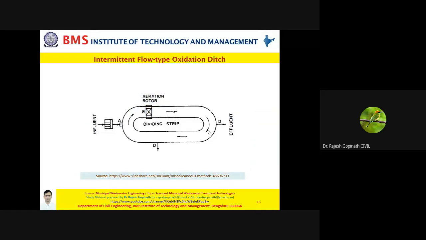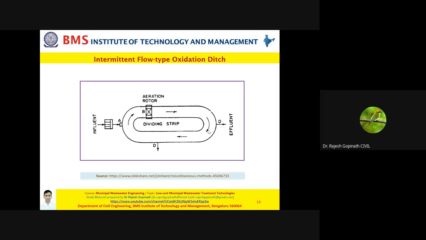Now finally, let us come to the types of oxidation ditch. There are basically two typical types. I'm not talking about the modifications, which can depend on the manufacturer. But typically, there are two types of oxidation ditch. One is your intermittent flow type, I'll repeat, intermittent flow type, and the other one would be your continuous flow type. I want you to listen very carefully to me.